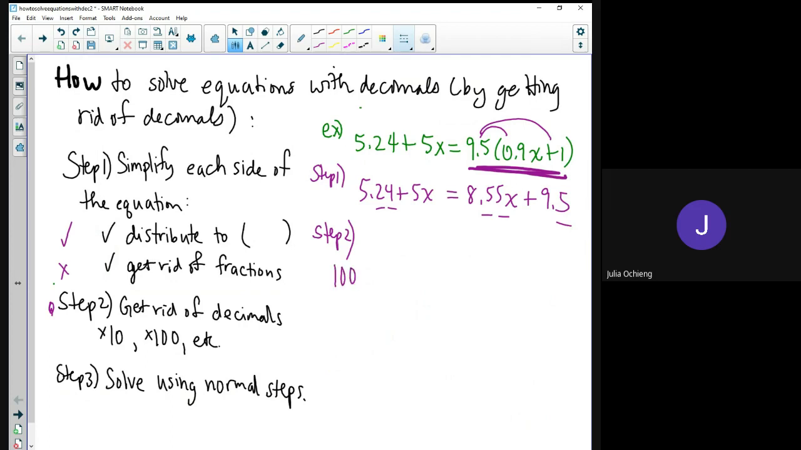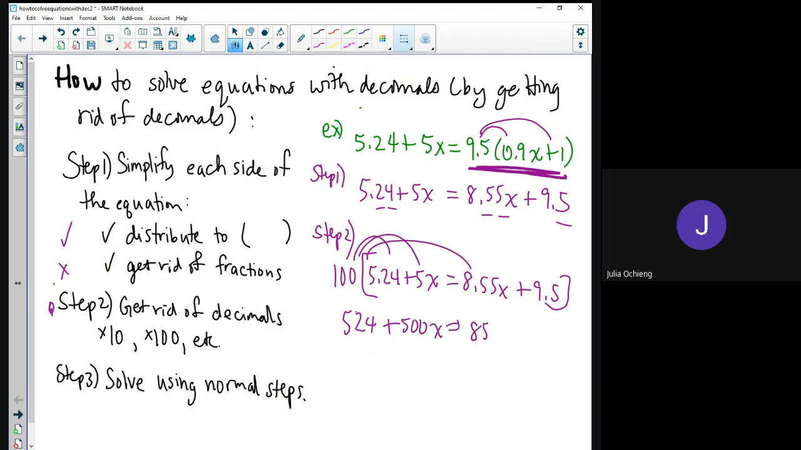This has 2 zeros in it. So I'm going to distribute that to the entire equation. That's going to be 100 times that, which is 524. 100 times that, which is 500x. 100 times that, which is 855x. 100 times that, which is 900. And then I solve as normal, which I am going to leave up to you because, again, this video is assuming you know how to solve equations and you're just uncomfortable with that.